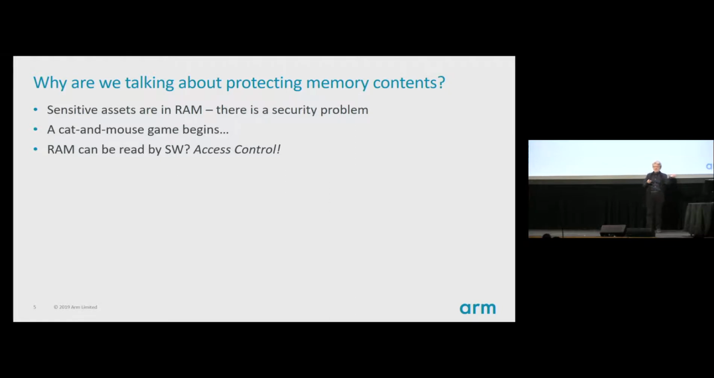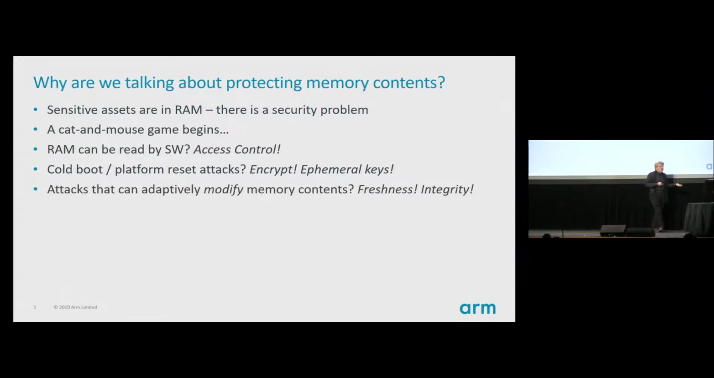RAM can be read by software, then use access control. You have cold boot or platform reset attacks, then encrypt things. Use ephemeral keys to avoid things being correlated across boots. Do you have attacks that can adaptively modify the contents of your memory? Then use freshness so that if you encrypt the same thing twice, you get different things. We have seen these things this morning when Iwata-san gave his fantastic speech. And of course, add integrity to prevent these modifications.